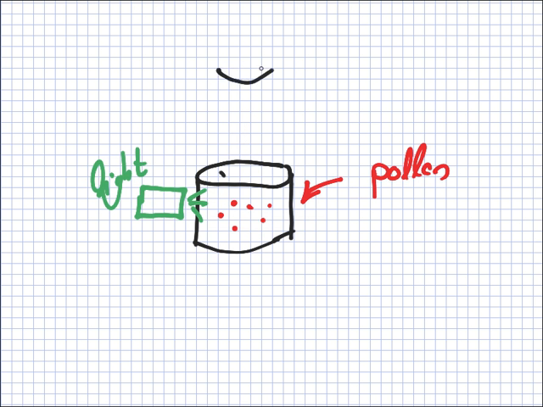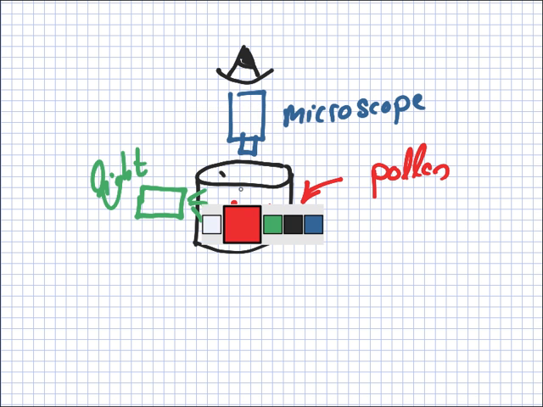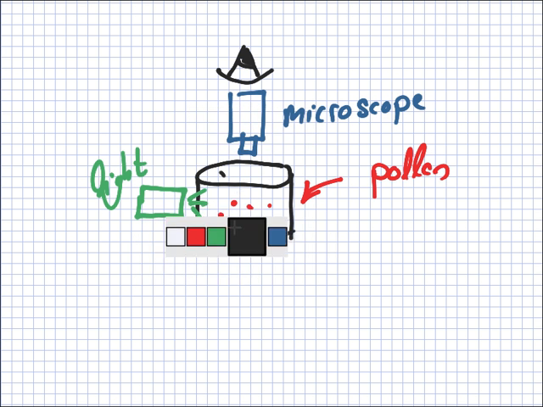How do I draw an eye? There's an eye. Microscope. And then we're looking down and we're looking into the chamber that's full of the pollen.